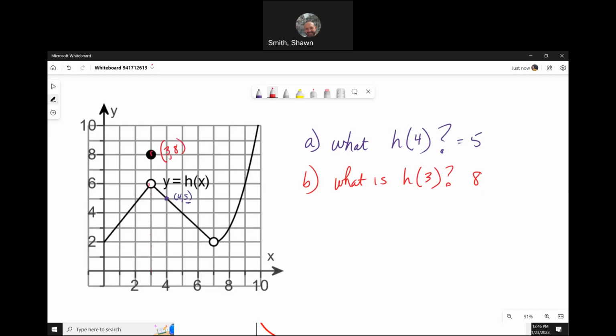Now if I say, what is h of 7? So here's 7. Does not exist. It is undefined. There's no point on there, right? So let's just put undefined, does not exist, however you need to say it. All right, so a lot of those functions evaluate out to a specific y value, perfectly fine. Some of them give you undefined, perfectly fine.